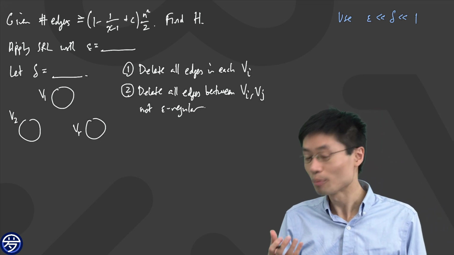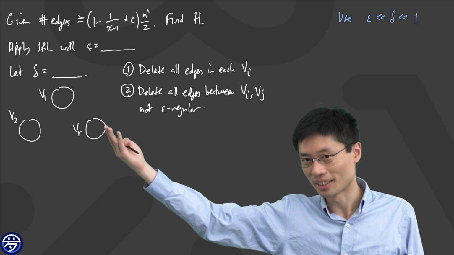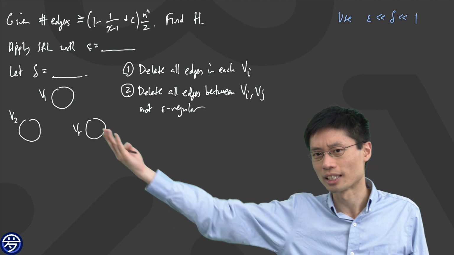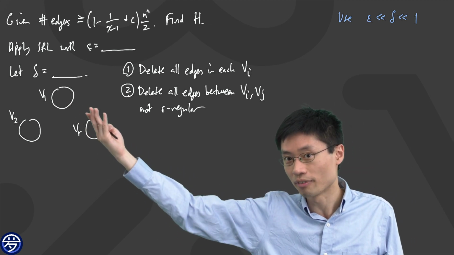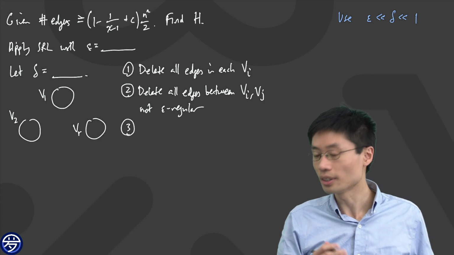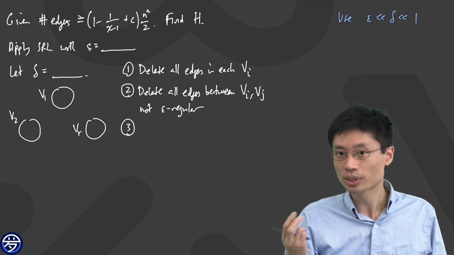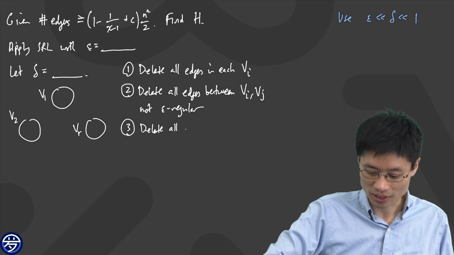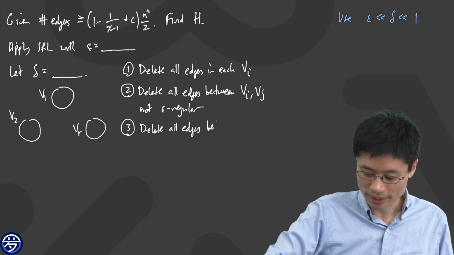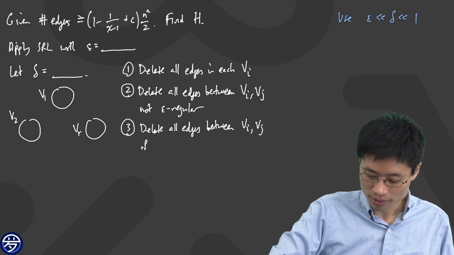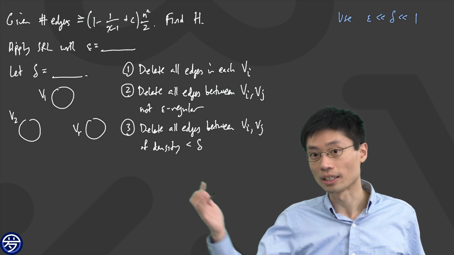Okay? And that will help me get rid of, in some sense, if there are some edges between things that aren't epsilon regular, those are just annoying. Those are just causes for possible mistakes, in the sense that I don't actually know anything about the behavior between those two parts. And the third one is to delete all edges between Vi's and Vj's of density less than delta. That's where this delta is going to come in.